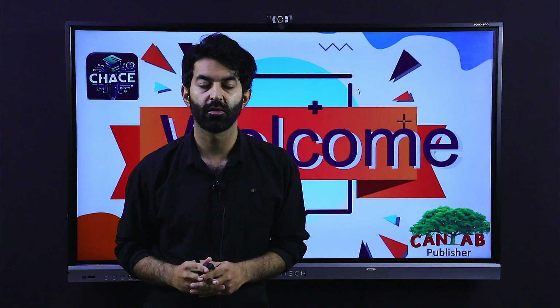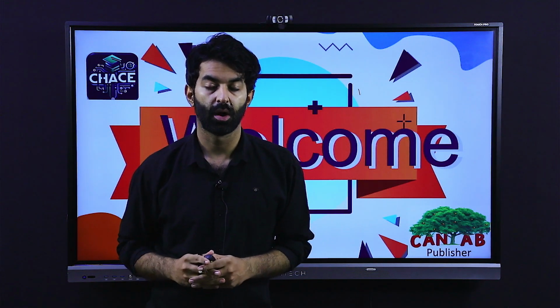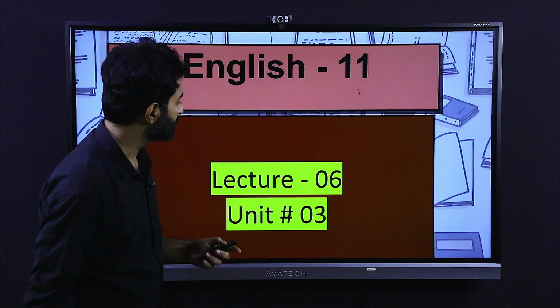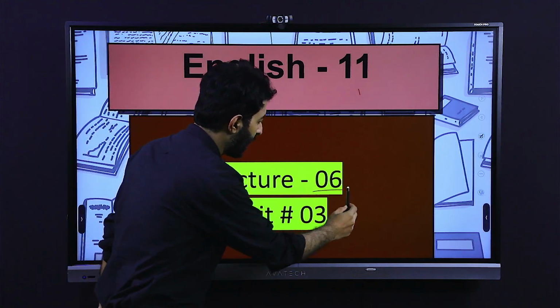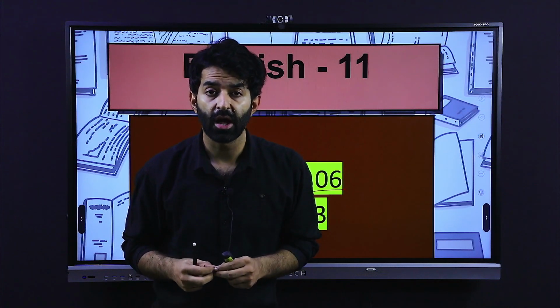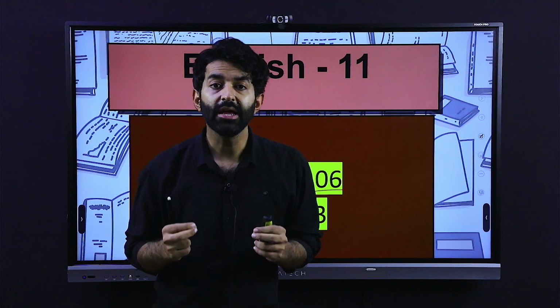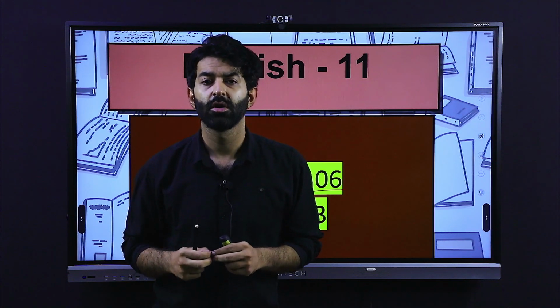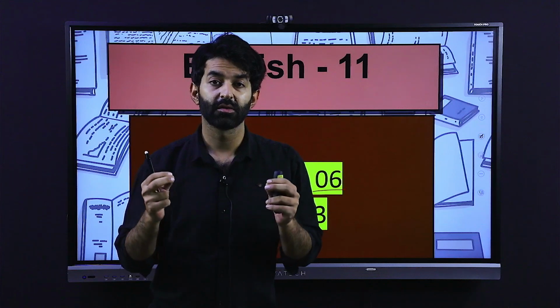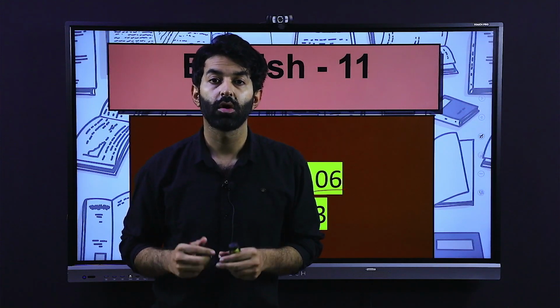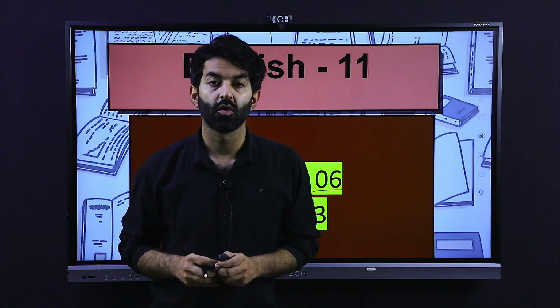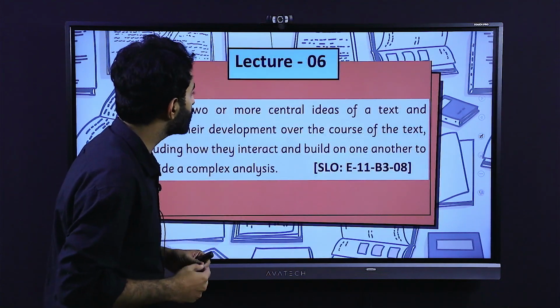Today we are going to cover another SLO from our unit number 3. This is our lecture number 6 and today we are going to cover this learning outcome which is related to your reading and critical thinking. Yes, it is directly related to your reading comprehension. So let's understand our learning outcome today.